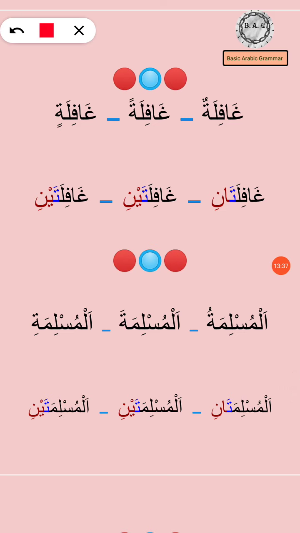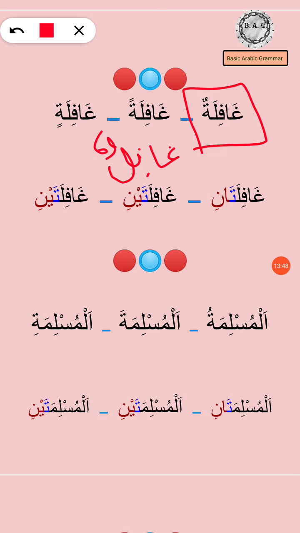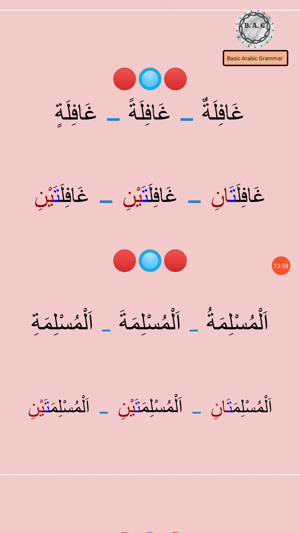Let's look at this next example, which is ghafilatun. Now in the previous lesson we did its masculine counterpart, which was ghafilun. And how did it become ghafilatun? Simply by replacing its tanween with the fatha and then adding a round ta, so it became ghafilatun.